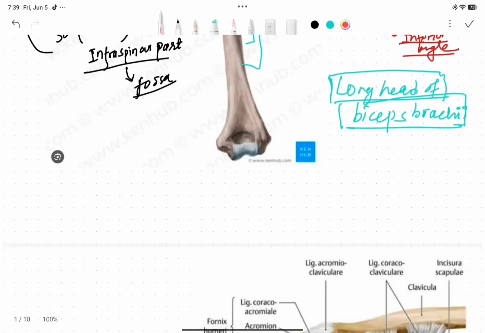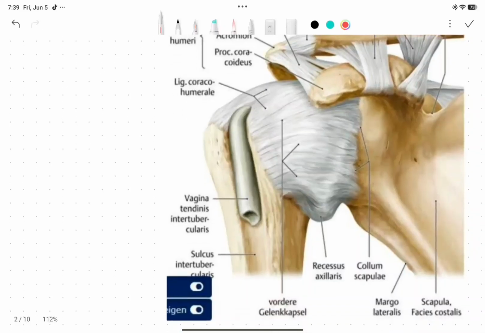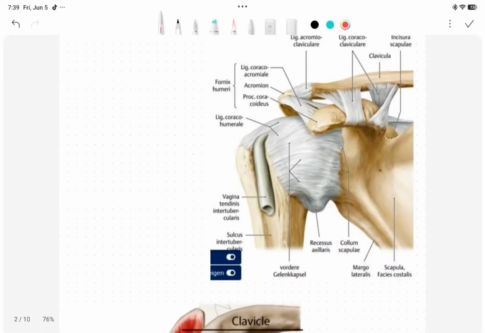Now we come down to the basic structure of the shoulder joint. The shoulder joint is supported by ligaments, as any joint is, for stability.